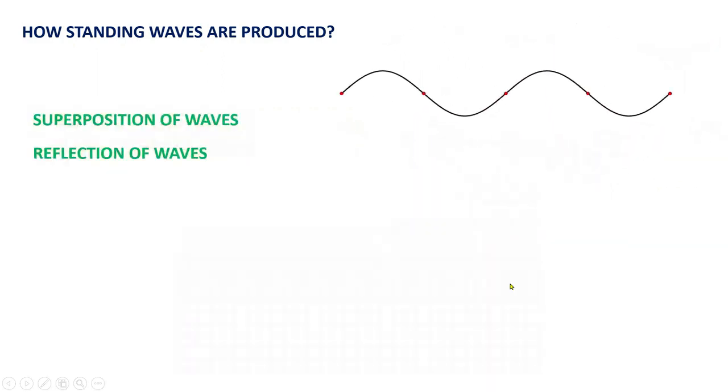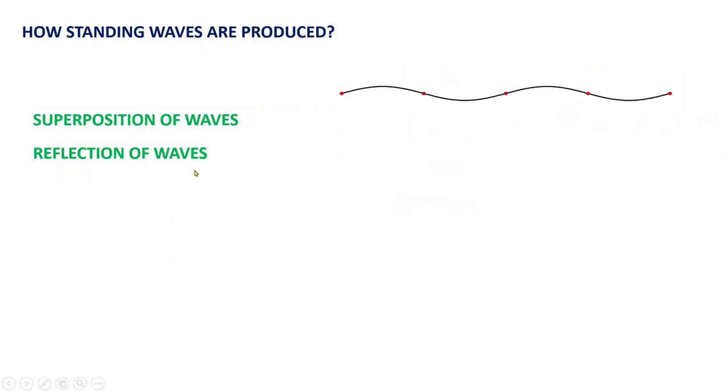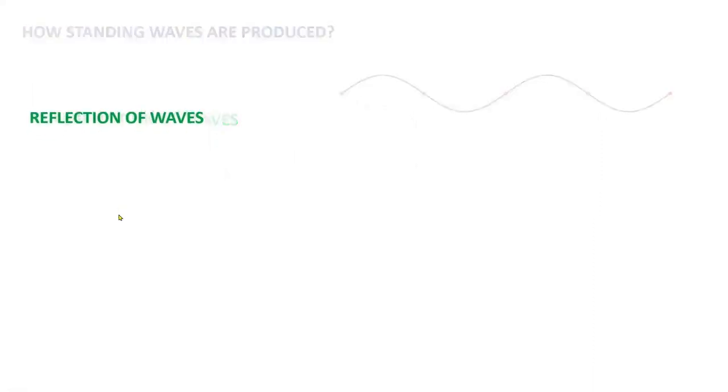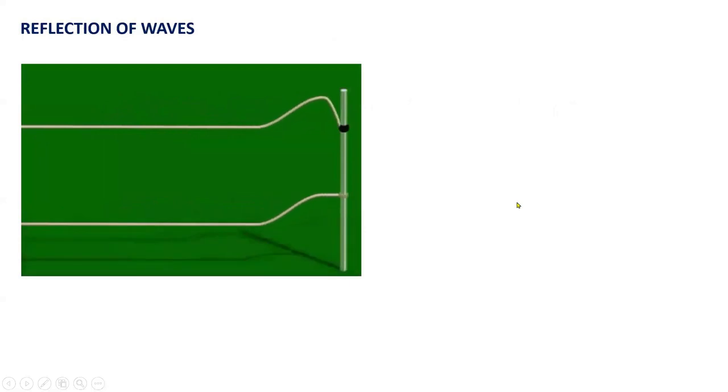All right. Now, in the real world, to get a standing wave, we should analyze one more topic. It's called the reflection of waves. Then we will come to the point of how standing waves are produced in real world scenarios. Reflection of waves. Have a look at another animation.